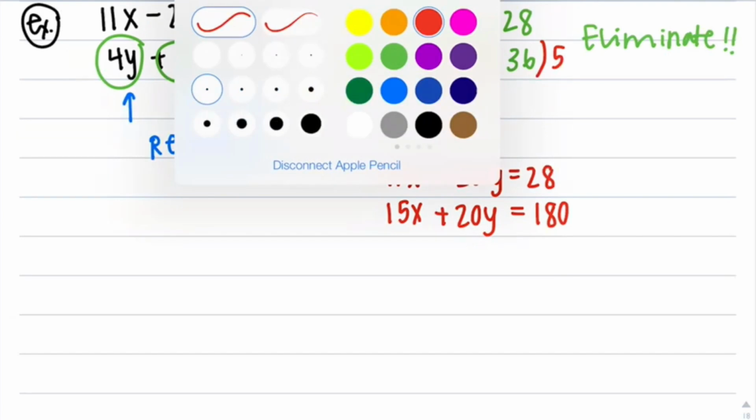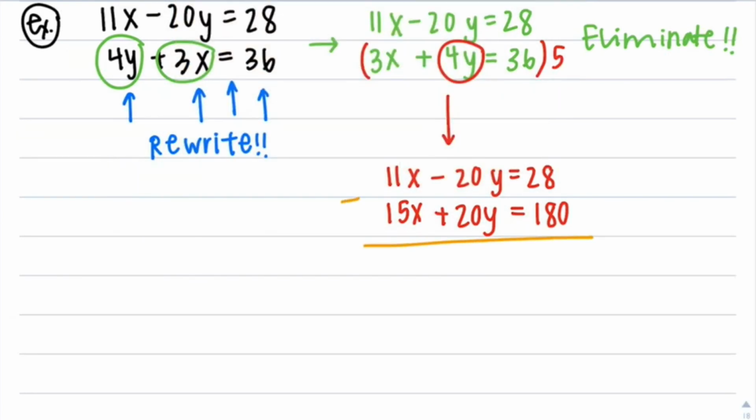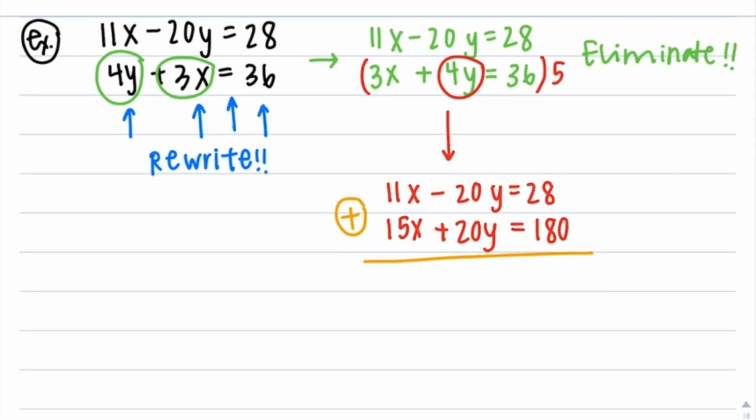Okay. All right. From there, now again, we know we have this big addition problem. Be careful here. So again, look at those signs. I have a negative 20 and a positive 20. Opposite signs cancel each other out, which is exactly what we wanted to do. So that's going to cancel. Now combine, so I have 11x plus 15x, that's going to give me 26x, is equal to 180 plus 28 is going to be 208.